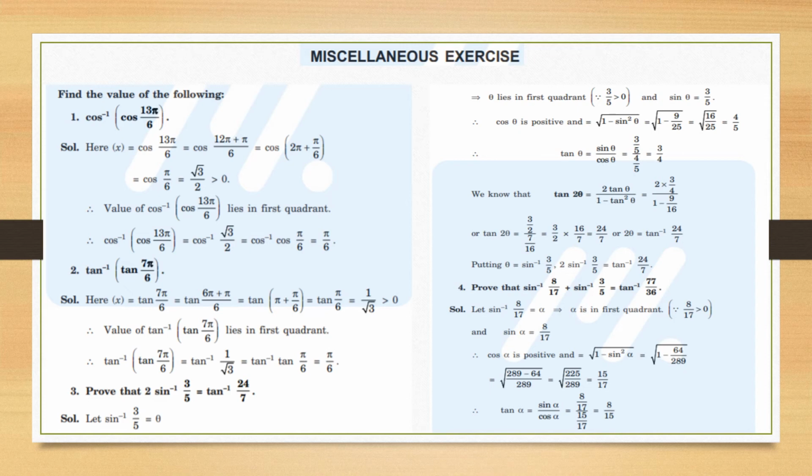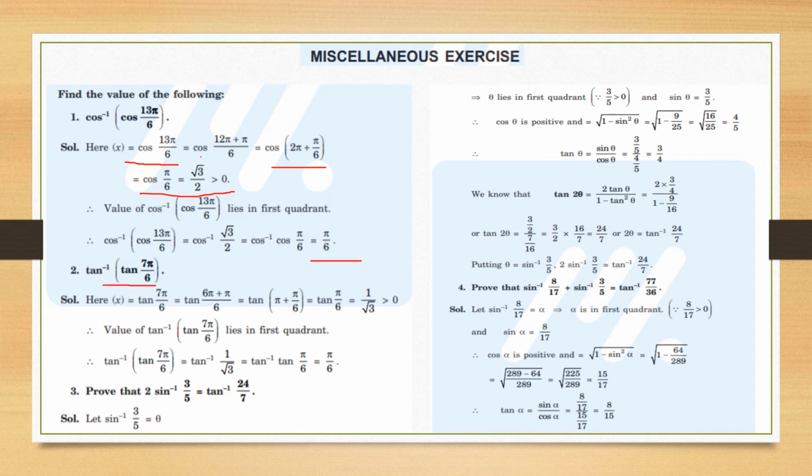Miscellaneous exercise question number 1 is find the value of cos inverse cos 13 pi by 6. Okay. Cos inverse cos of 13 pi by 6. So let x is cos 13 pi by 6, which can be written as 12 pi plus pi by 6. And 12 pi upon 6 will be your 2 pi. So it can be written as cos 2 pi plus pi by 6, which means cos 360 plus theta, which is your cos theta itself. And the value is root 3 by 2, which is positive. Okay. And the value of this lies in first quadrant, right? So cos inverse cos 13 pi by 6 is your pi by 6.